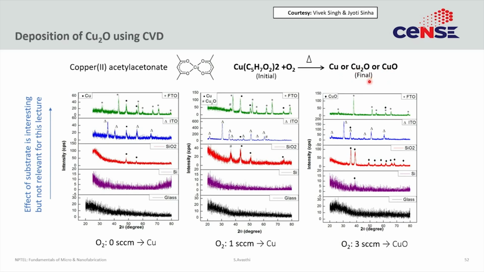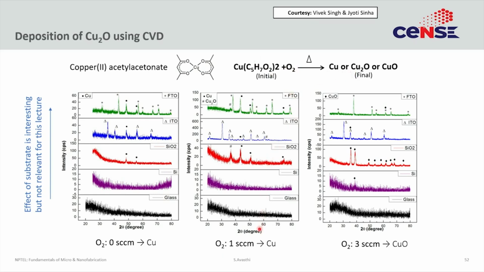And it really depends upon a lot of details. For example, how much oxygen you are flowing. So if you don't flow any oxygen, we tend to get copper. So here is an example where on silicon dioxide, we see these peaks which correspond to copper. If you increase the oxygen concentration, this reaction starts occurring and you start forming Cu2O.